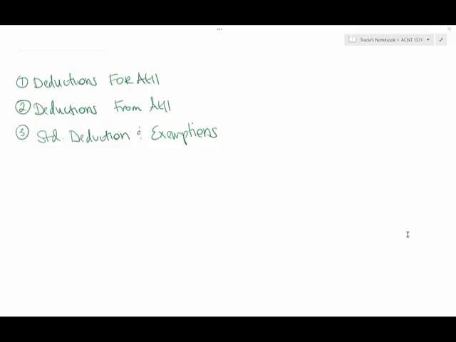We're going to have a video related to deductions for adjusted gross income. We're going to have a video related to deductions from adjusted gross income, and then we're going to have a video where we review the standard deduction, but also talk about the additional standard deduction and some special rules related to exemptions. So there's a lot to cover.